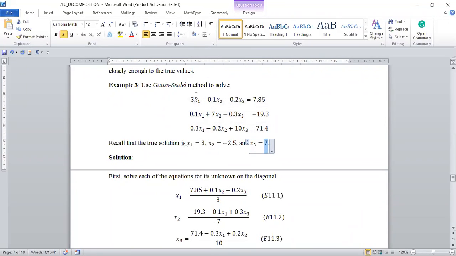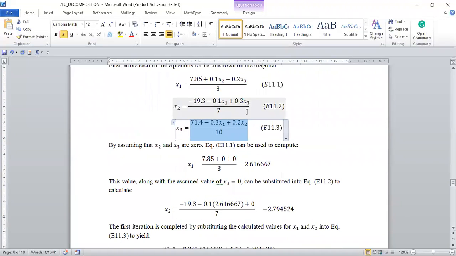So the first step, like we did, is to make x1 the subject of the formula using equation 1. So we arrived at this. Then you make x2 the subject of the formula using equation 2. We arrived at this. Then we make x3 the subject of the formula using equation 3. You arrive at this. Then after that, we are going to solve for x1, x2, and x3. For x1, you are using this equation, but we don't know x2 and x3 yet, so you make them 0. You put in 0 here, you put in 0. Then you solve for x1, which we got as 2.616.